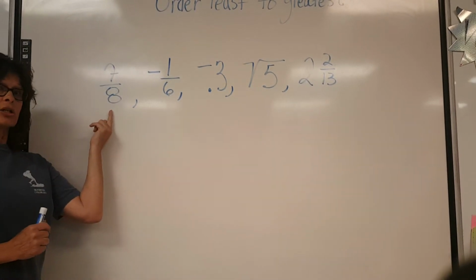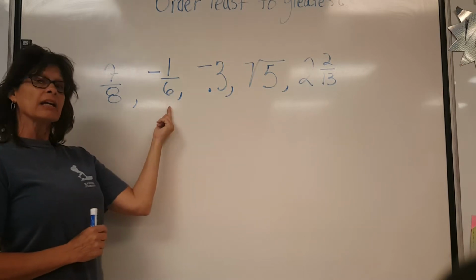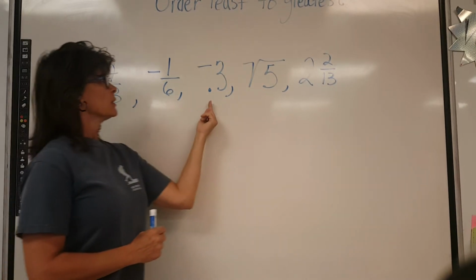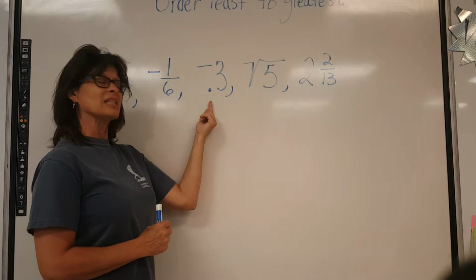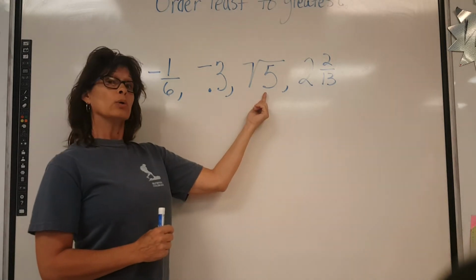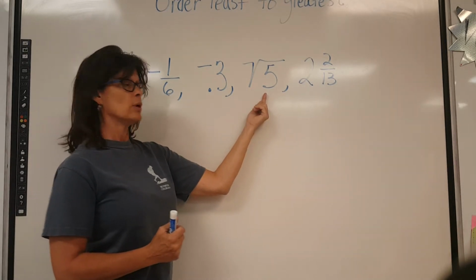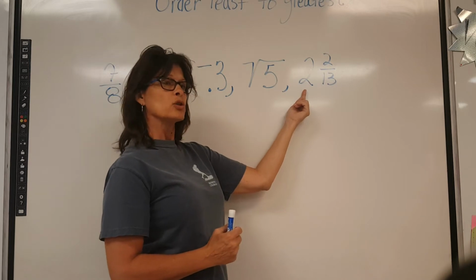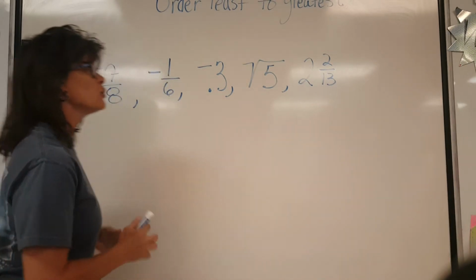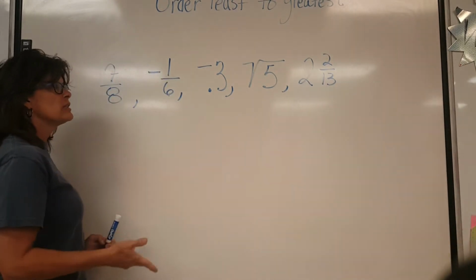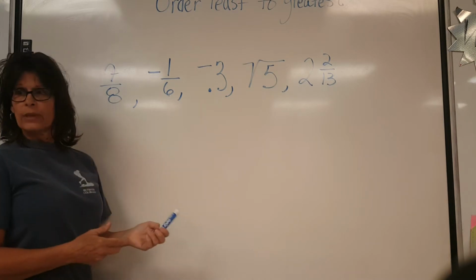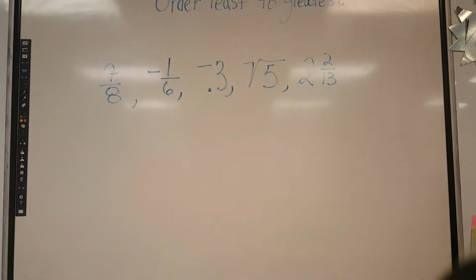You see a fraction, 7/8, a negative fraction, 1/6, a negative decimal, 3/10, a square root or a radical, the square root of 5, and 2 2/13. Now I can use my calculator to turn all of these into decimal form. I actually forgot my calculator, excuse me for a moment. You look at those numbers.